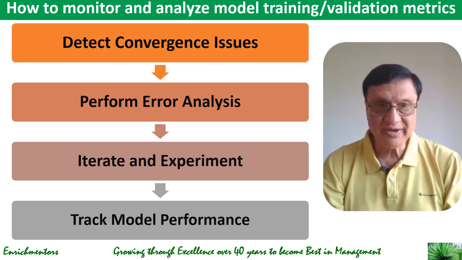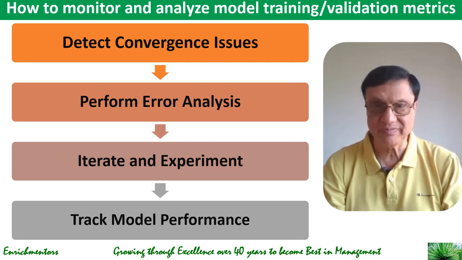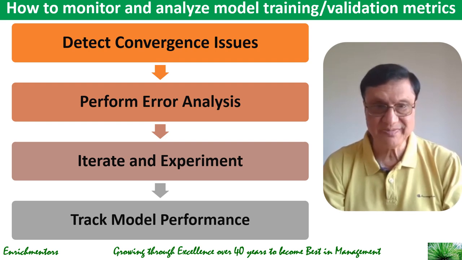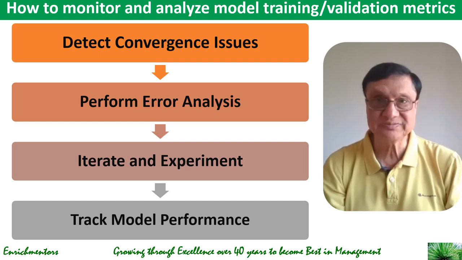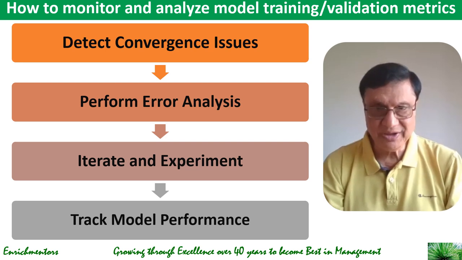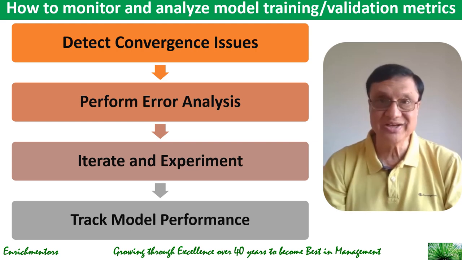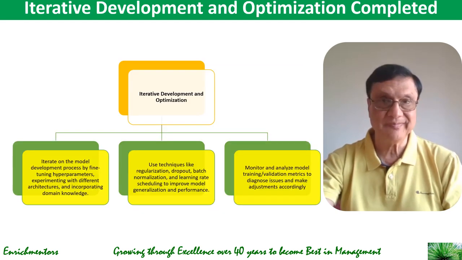So by actively monitoring and analyzing the training and validation metrics, you can diagnose issues, make informed adjustments, and iteratively improve the performance of your machine learning model. This iterative process of experimentation, analysis, and adjustment is important and essential for achieving optimal results and developing robust models that generalize well on new data, because that is the purpose of the model: to make reasonable and well defined predictions with less uncertainty on new data.